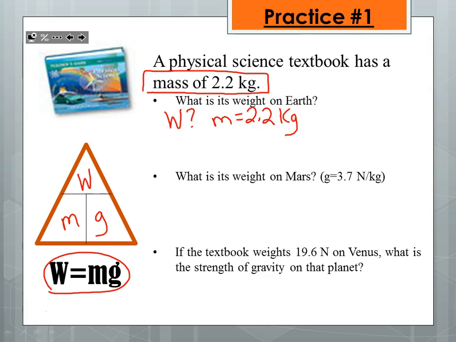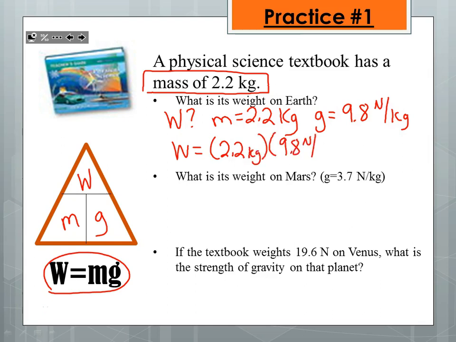2.2 kilograms. What is the gravity? If we look back at the example, gravity never changes on Earth. It is always going to be 9.8 newtons per kilogram, because it's a constant. So I can just say that weight equals 2.2 kilograms times 9.8 newtons per kilogram. Our units all match up. Kilograms are in the numerator here and the denominator there, and it cancels out.